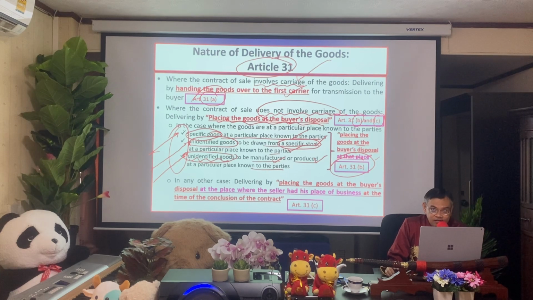In this case, CISG Article 31(c) provides the rule. According to Article 31(c), delivery will have to be made by placing the goods at the buyer's disposal at the place where the seller had his place of business. Put simply, where the contract does not involve carriage and the place is not known to the parties, delivery will be made by the seller placing the goods at the buyer's disposal at the seller's place of business at the time of the conclusion of the contract.